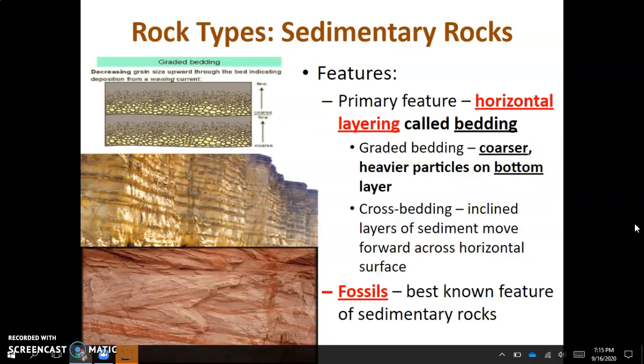And also, the best known feature of sedimentary rock is going to be fossils. Fossils are in sedimentary rock. That's the only type of rock where you will find fossils, because over time the sediments compact around the fossil, or around the organism that has passed away, and it will make that perfect form. So you will not find fossils in any other rock besides sedimentary rock.